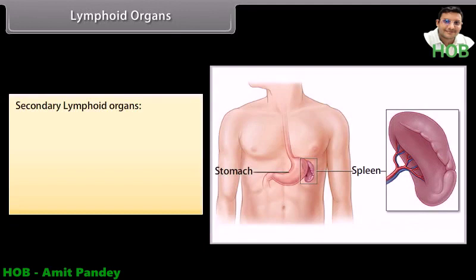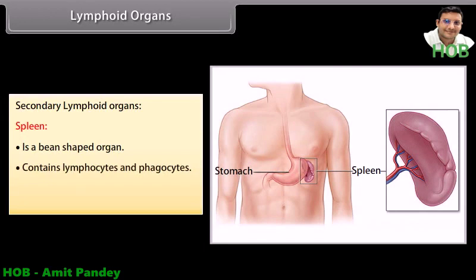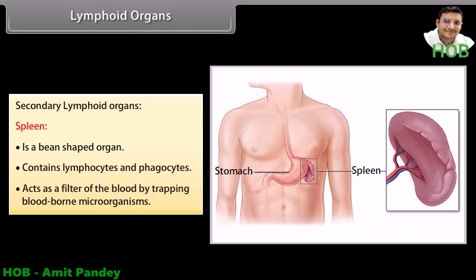Secondary lymphoid organs. Spleen is a bean-shaped organ, contains lymphocytes and phagocytes, acts as a filter of the blood by trapping blood-borne microorganisms.